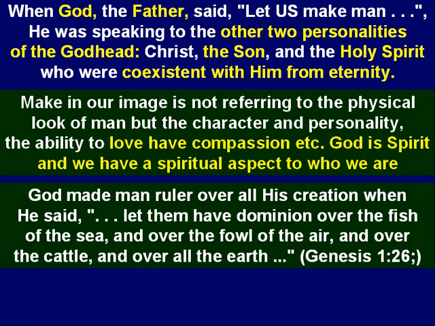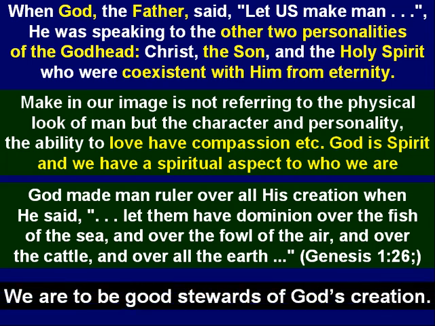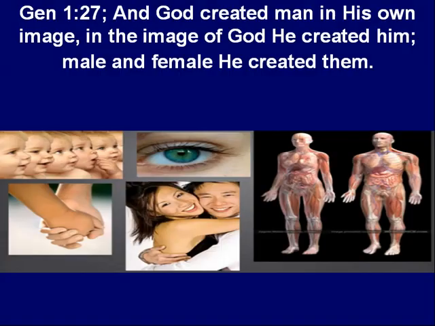God made man ruler over his creation when he said, let them have dominion over the sea, over the fish of the sea, over the fowl of the air, over the cattle, and over all the earth. We are to be good stewards of God's creation. We're probably just learning that today, just now in our generation. God created man in his own image. In the image of God he created him, male and female he created them.